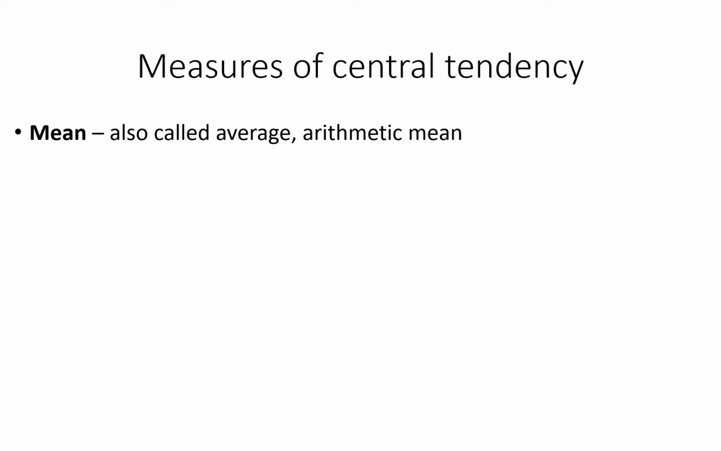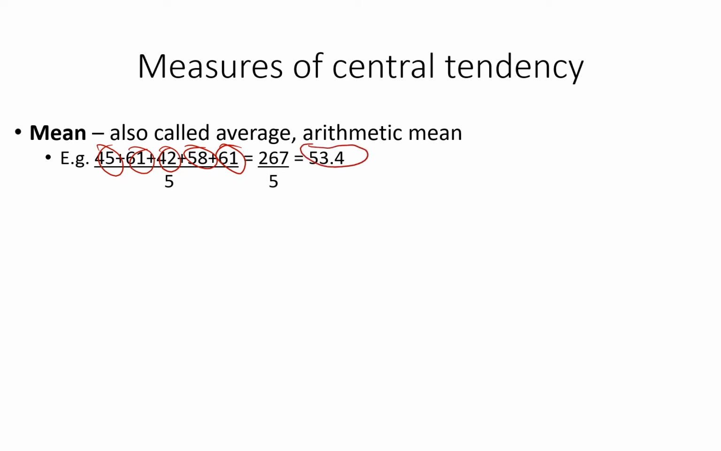Using the deer example, let's say we weighed 5 deer in kilograms. So here you have 45, 61, 42, 58, and 61. These are the deer weights, and you divide it by the number of observations, which is 5. So your mean in this case would be 53.4 kilograms.